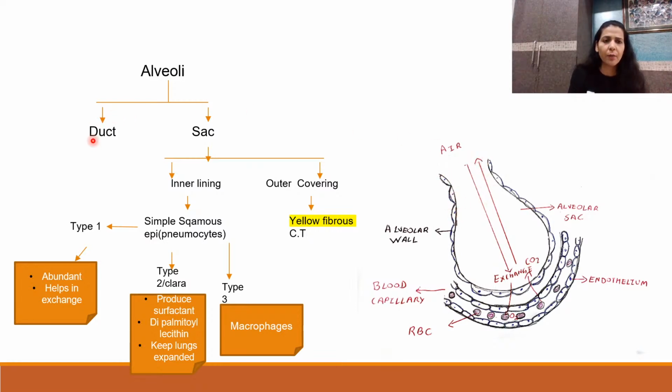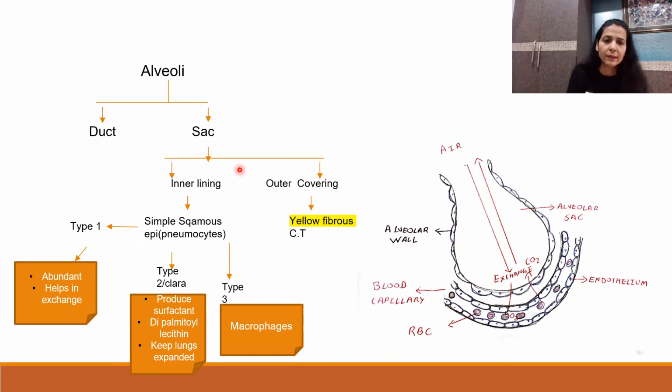So we divide our alveoli into two parts: a duct part and a sac part. What are the two parts? A duct part and a sac part. This part is the sac part. This is the duct part. The duct part of all of the alveoli cluster together and finally open into the respiratory bronchioles, and then that continues. We are more interested in this final part, which is the sac part.